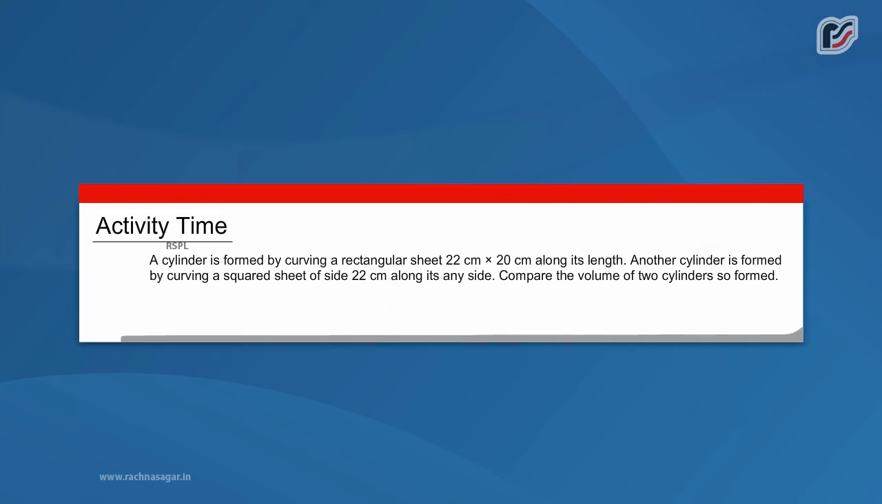Activity time: a cylinder is formed by curving a rectangular sheet 22 cm into 20 cm along its length. Another cylinder is formed by curving a squared sheet of side 22 cm along any side. Compare the volume of the two cylinders so formed.